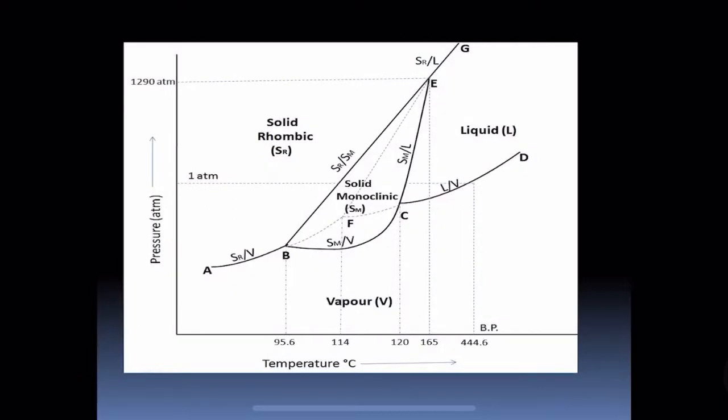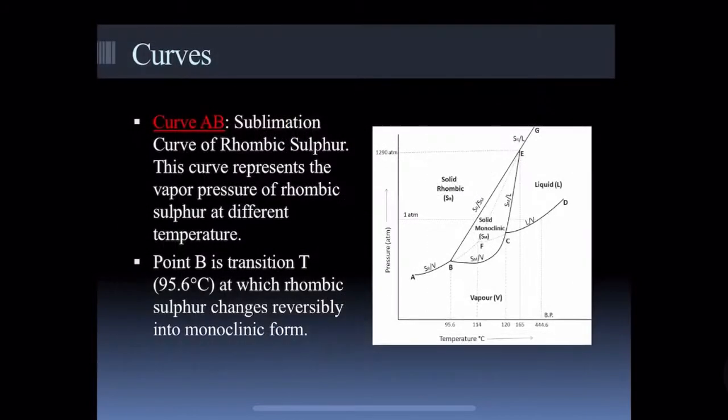Now this is a diagram of the sulfur system, pressure versus temperature, because this is a PT diagram. Here 4 phases are available: on the left side, solid rhombic, vapor, solid monoclinic, and liquid. So this is the block diagram of the sulfur system. Okay, now we discuss the curves.